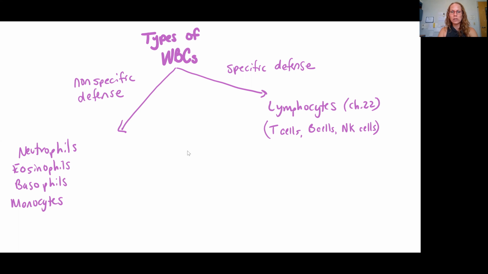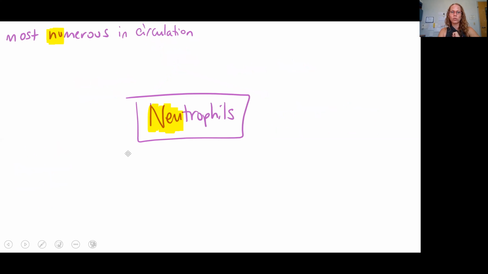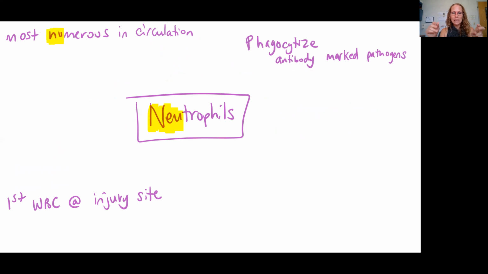So let's talk about each one of these. Let us begin with the neutrophil. The neutrophil is the most numerous in circulation, so you can use the first sound there as your memory device. Neutrophils are numerous in circulation. These are the cells that are going to be the very first to show up at a site of injury, and their job then is going to be to eat up, or phagocytize, any pathogens that have already been marked by antibodies.